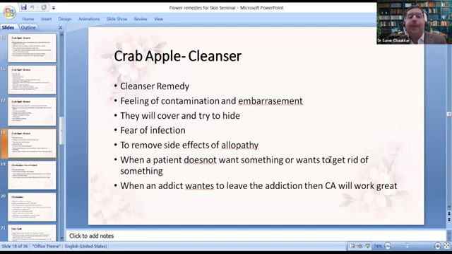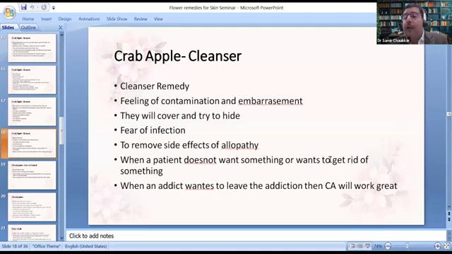So cleanser remedy, feeling of contamination, they will cover and try to hide, fear of infections, to remove side effects of allopathy. Remember, allopathy or even cancer drugs, when they come to you with chemotherapy and radiotherapy side effects, losing of hair, feeling that, oh, what has happened? I've become ugly now. I don't look good enough. There is some problem in my blood. Think of crab apple.